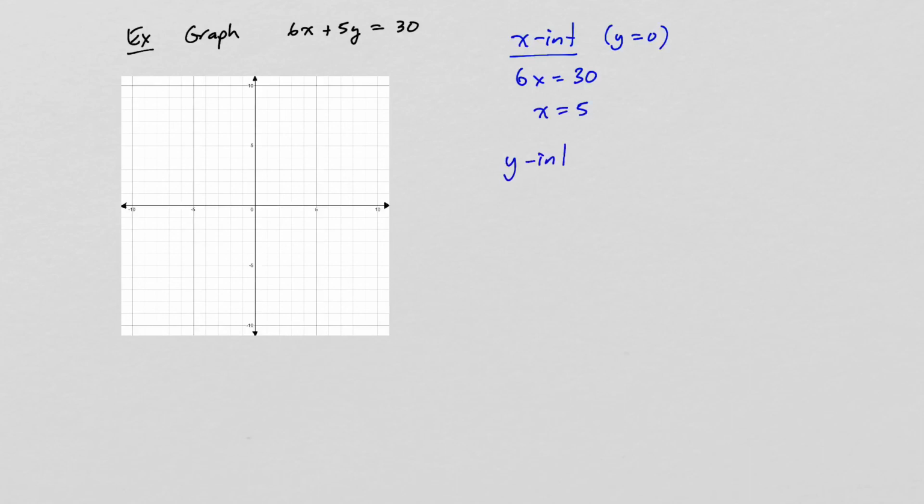And to find the y-intercept, we simply let x equal 0. And if you let x equal 0, you get 5y equals 30, and that means that y equals 6. And so we can quickly and easily see that x equals 5 and y equals 6 are the x and y intercepts of this line. And that allows us to sketch a graph with relative ease.